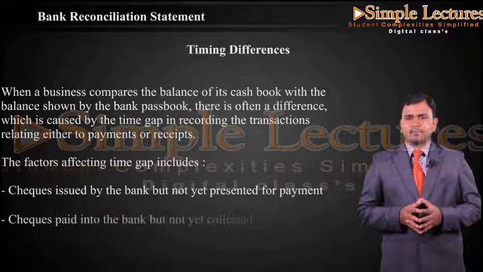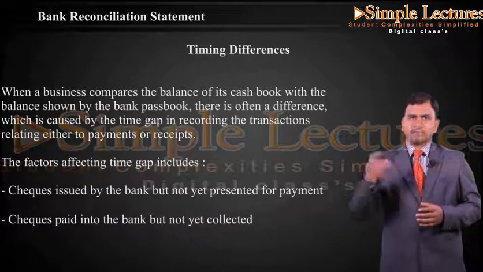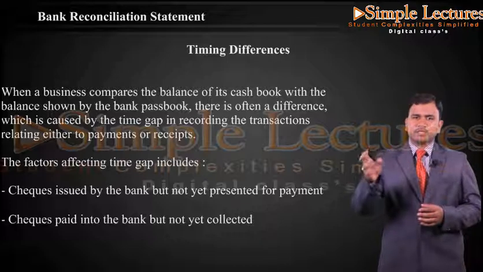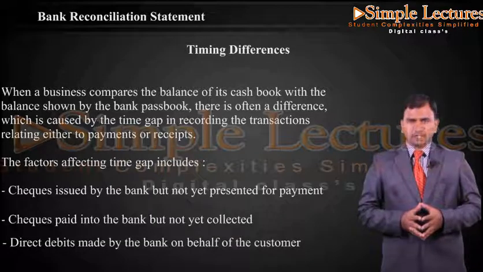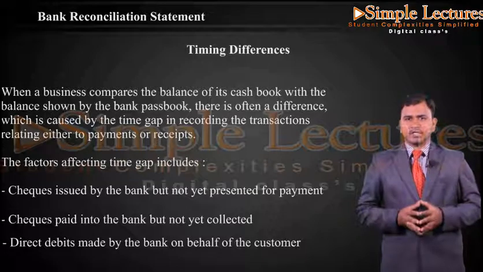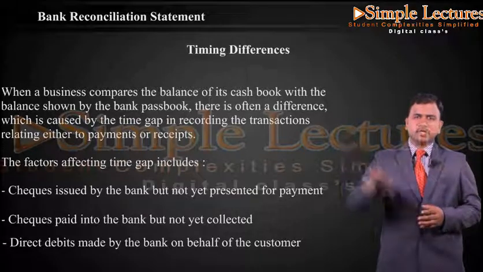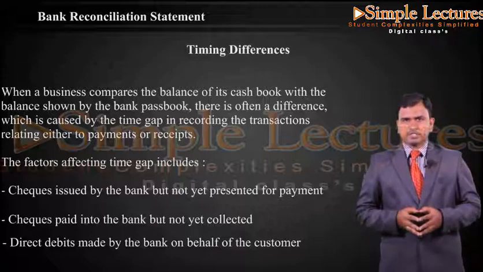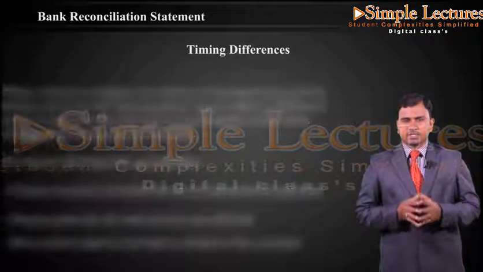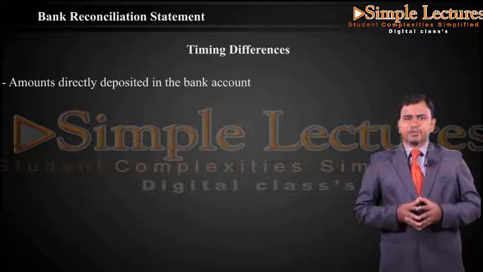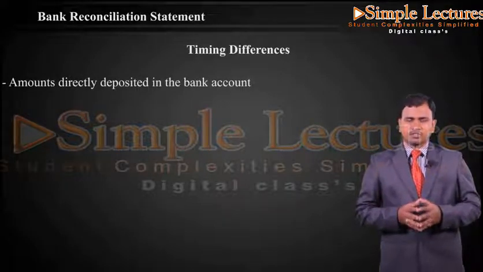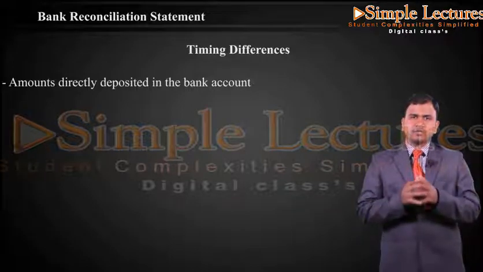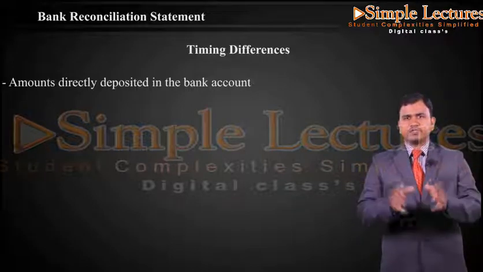Check paid into the bank but not yet collected. Then again, direct deposits made by the bank on behalf of the customer. If anything is directly deposited or directly debited by the bank, then it is not known to the organization, and the difference occurs here. Then again, amount directly deposited in the bank account. If any amount is directly deposited into the bank account without intimating the firm, then the difference will occur.